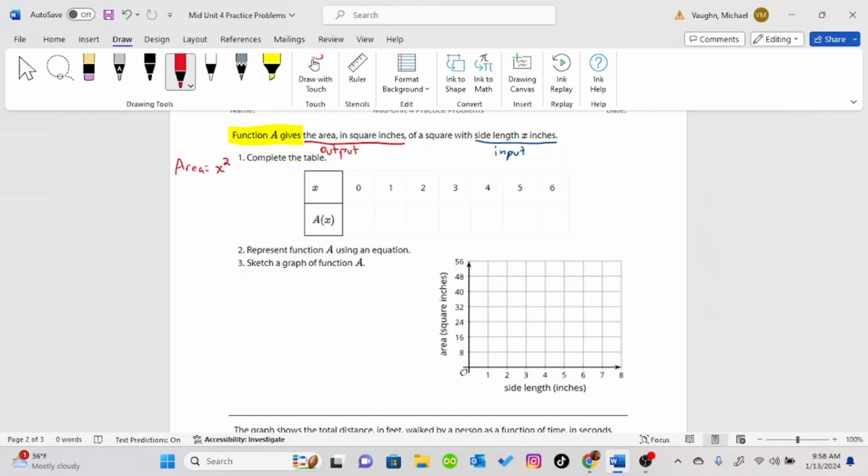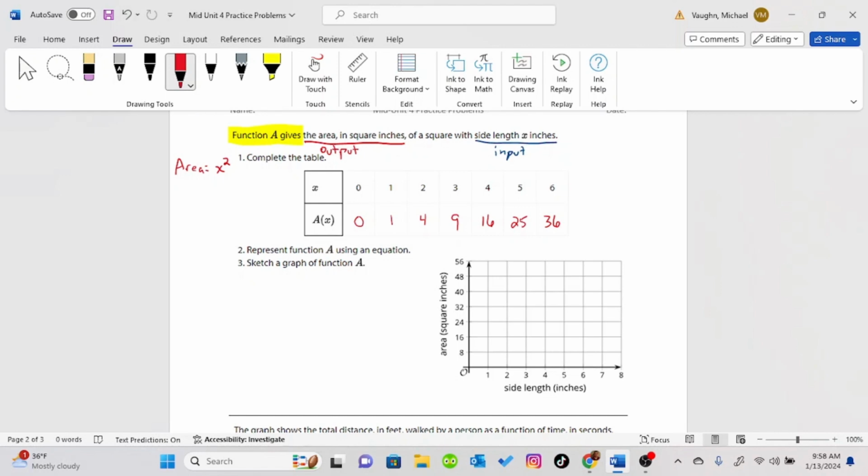So number 1 wants us to complete the table. We're going to take each of these x values and multiply them by themselves. So 0 times 0 is 0. 1 times 1 is 1. 2 times 2 is 4. 3 times 3 is 9. 4 times 4 is 16. 5 times 5 is 25. And 6 times 6 is 36.